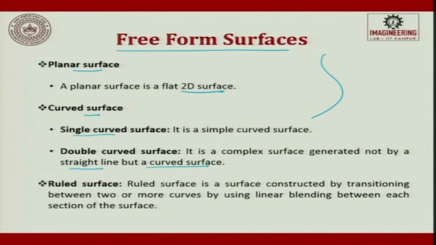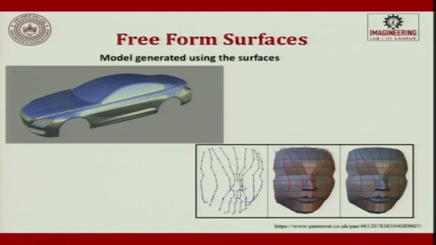So, the first was planar surface, the second was curved surface, and the third is ruled surface. A ruled surface is a surface constructed by transitioning between two or more curves by using linear blending between each section of the surface. It is something like this. So, this is a model which is generated for surfaces.